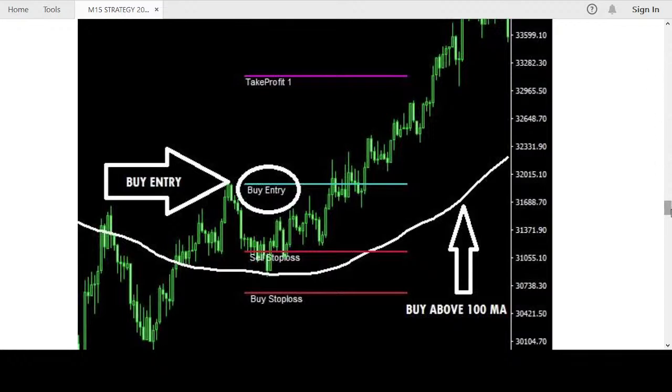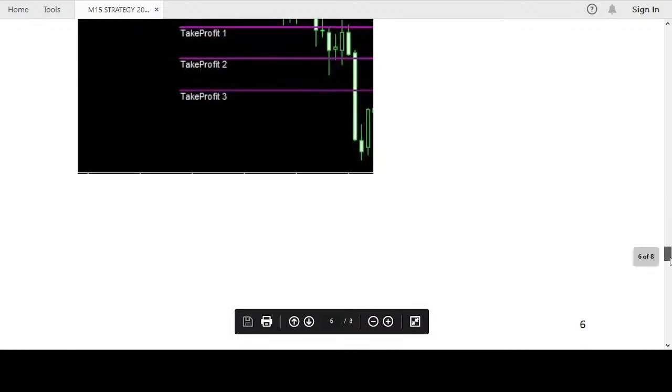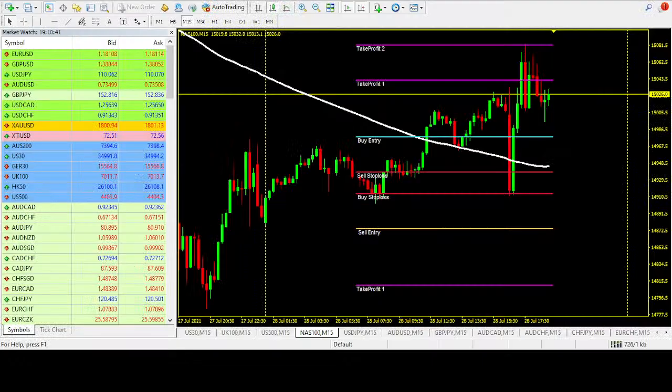It's very easy, guys. And here are the rules for the sell trade. This is the opposite now. The price must be below the 100 period moving average, and then the sell level must be reached. So the price must reach the sell level and it must be underneath the 100 period moving average. And the system, you can use the system recommended stop loss, and you can use the system recommended take profit levels. It's all up to you guys. This is what a good sell signal would look like. That's a sell entry that was triggered underneath the 100 period simple moving average. So now that we got that out of the way, let's just look at the charts right now.